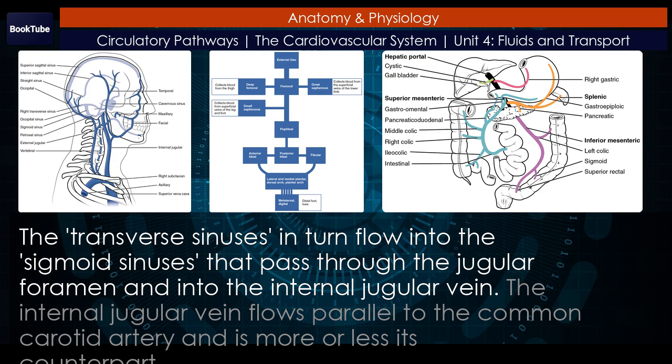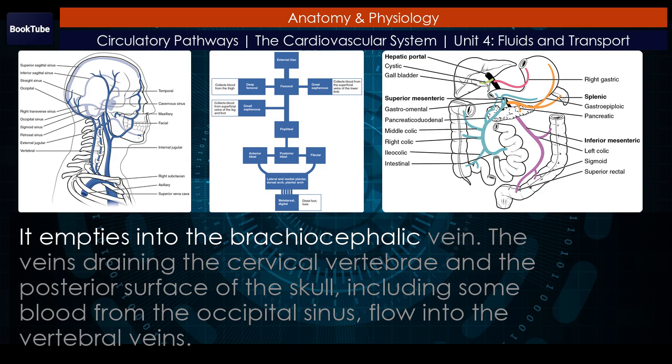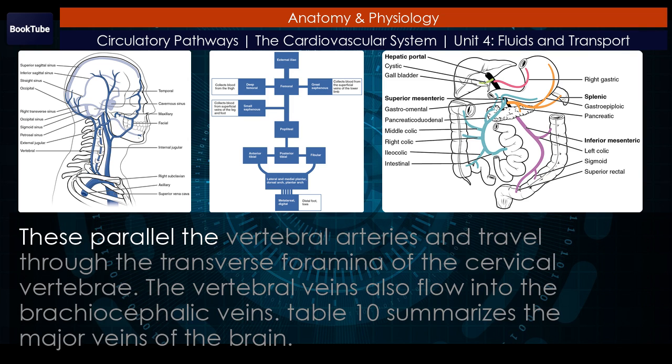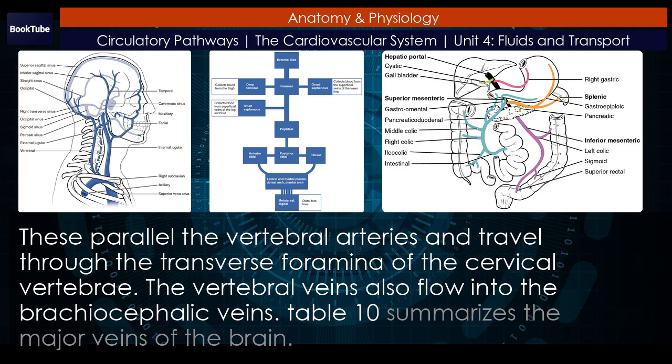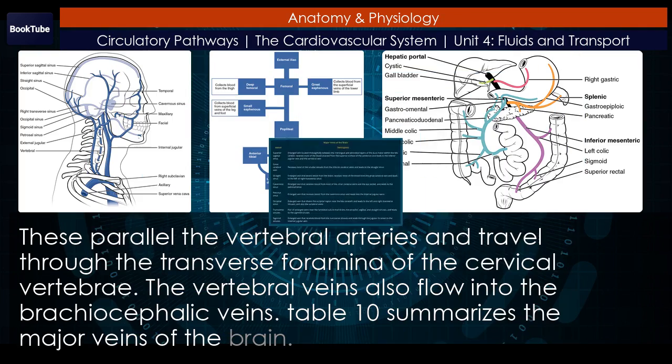internal jugular vein. The internal jugular vein flows parallel to the common carotid artery and is more or less its counterpart. It empties into the brachiocephalic vein. The veins draining the cervical vertebrae and the posterior surface of the skull, including some blood from the occipital sinus, flow into the vertebral veins. These parallel the vertebral arteries and travel through the transverse foramina of the cervical vertebrae. The vertebral veins also flow into the brachiocephalic veins. Table 10 summarizes the major veins of the brain.